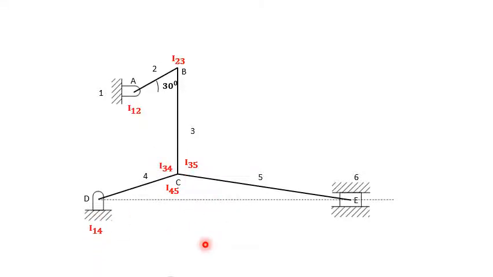So next one, coming to the point D. It is a junction of two links. Always the fixed link is link number 1. So 1 and 4 are connected at this point by a pin joint. Therefore, this is I14. Again, link number 5 and this slider 6 are connected at E. This is nothing but I56, the instantaneous center of link 5 and 6.